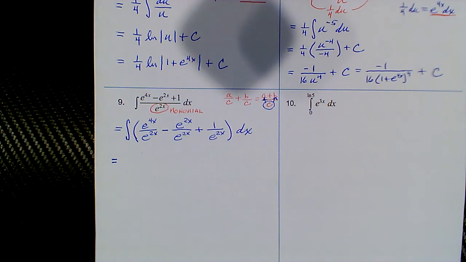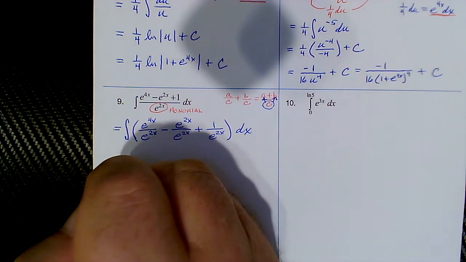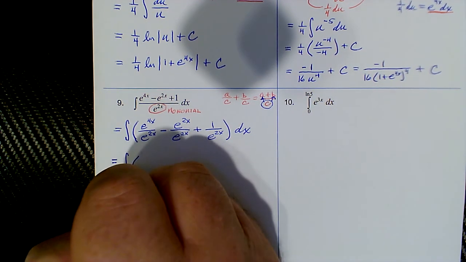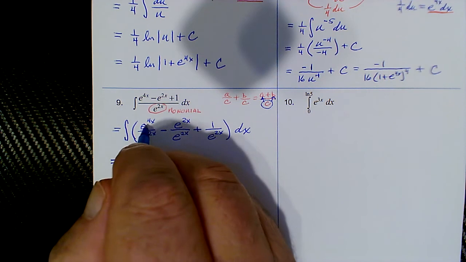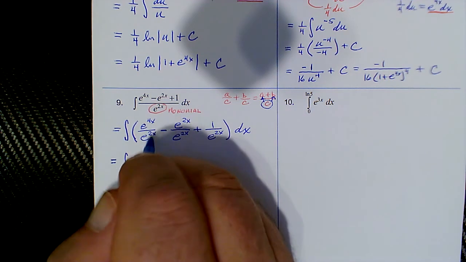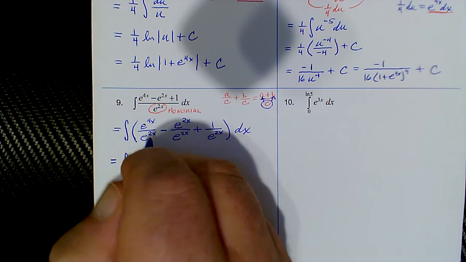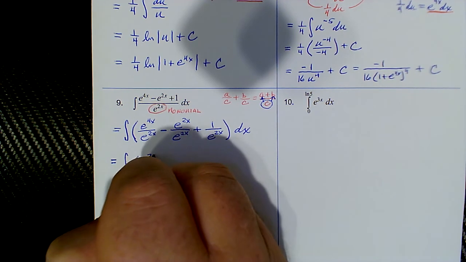Okay, and then we'll take a step to simplify. And e behaves just like any other base. When we divide common bases, we subtract the exponents. So this would be e to the 4x minus 2x gives us 2x.